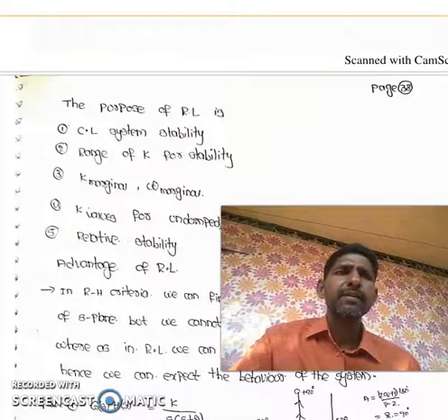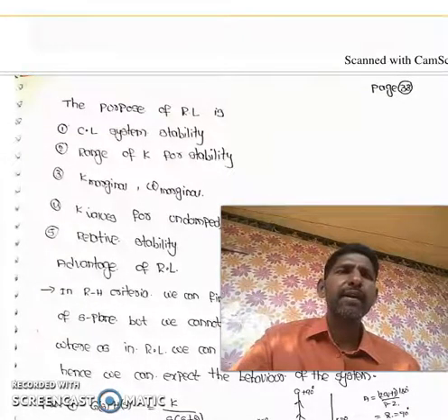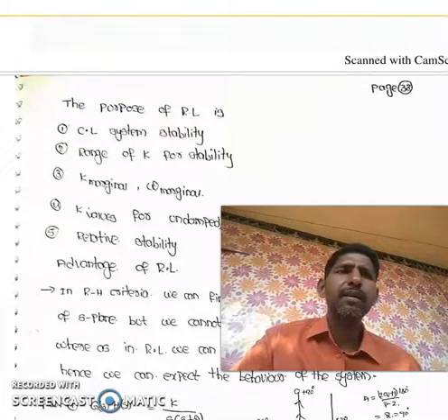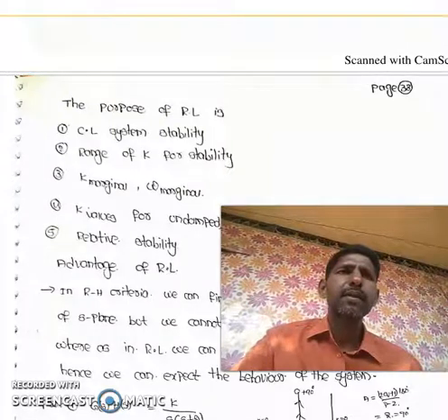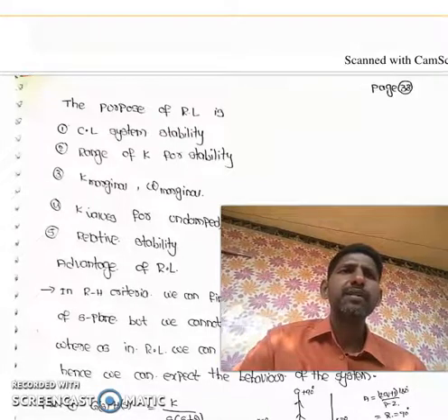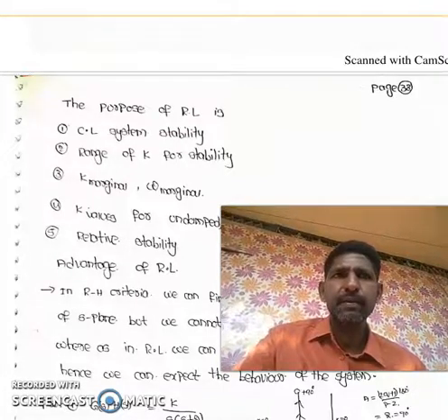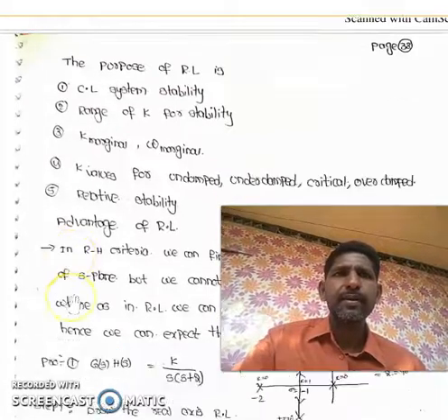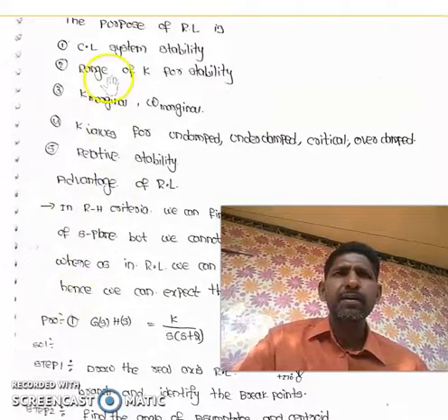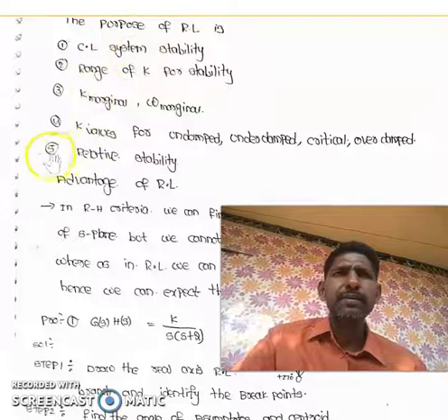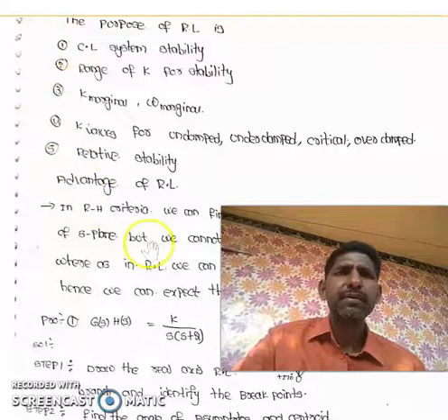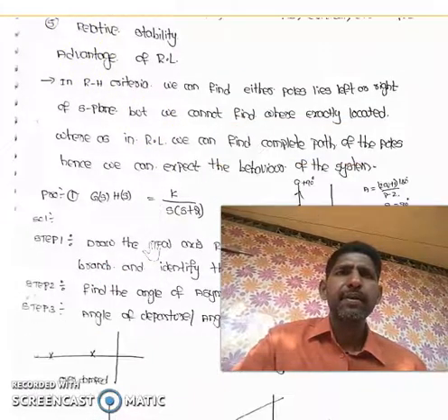and whether the given system has undamped nature, overdamped nature, critically damped or underdamped nature, and to find the relative stability. All these 5 parameters we will find with the help of an example.